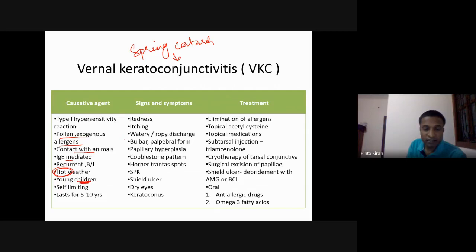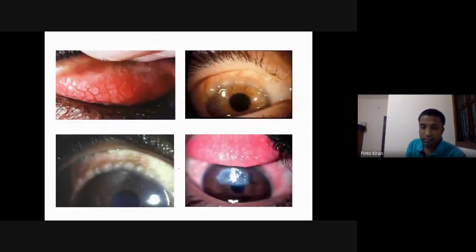And children, but atopic conjunctivitis is seen between the age group of 30 to 40 years, but this is seen in children. It is always a self-limiting condition. After 5 to 10 years, 10 to 15 years, it will just disappear. You have to remember this. They will have all the features of allergic conjunctivitis. The extra thing is they will have a cobblestone appearance. I will show you the photograph. Okay, this is the clinical presentation. They will have raised big papillae known as a cobblestone appearance. This pattern is known as a cobblestone appearance.